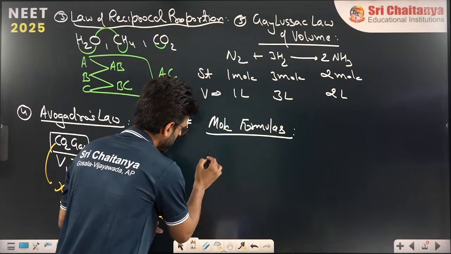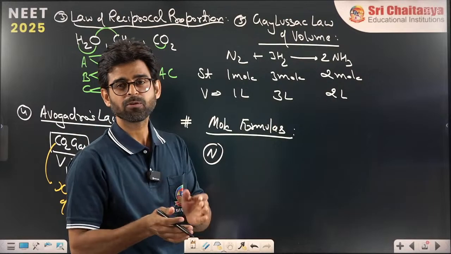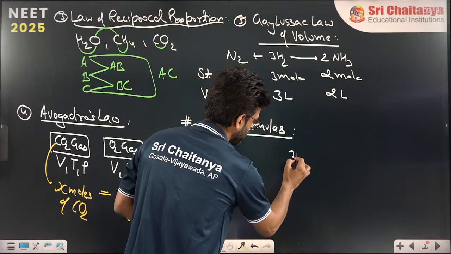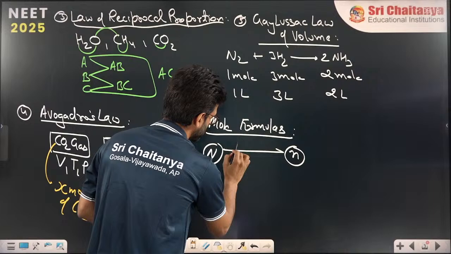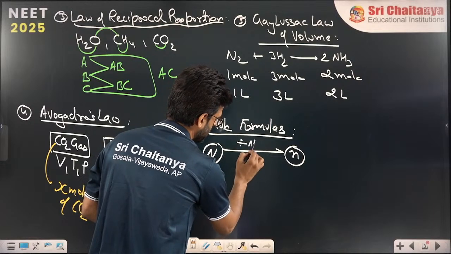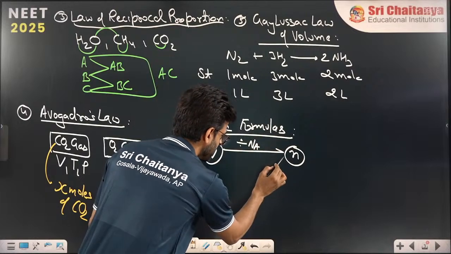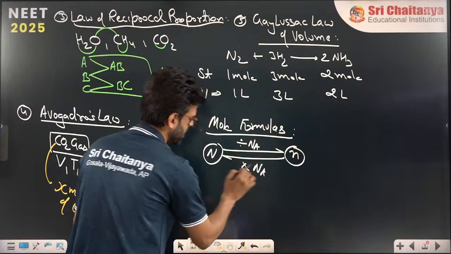Like the first one, if they give me the number of particles and I have to find the moles, I will divide the number of particles by the Avogadro number to get the moles. Reverse way, if I want to convert mole into particles, I will multiply by the Avogadro number.